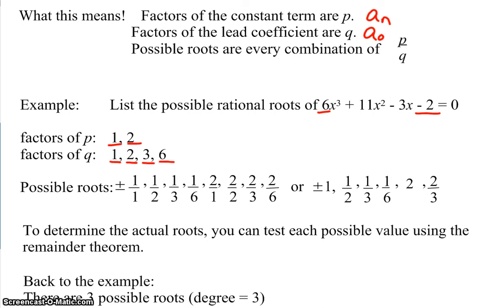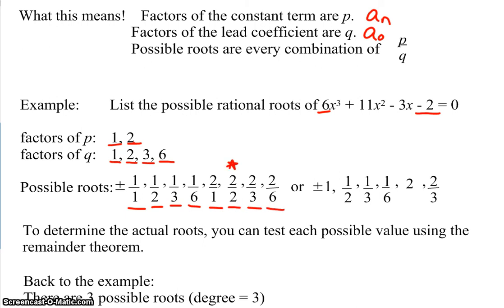At this point, because we don't know the signs, everything is possibly positive or negative, I did every possible combination with 1 as the numerator, and then every possible combination with 2 as the numerator. So I started with 1 over 1, 1 over 2, 1 over 3, 1 over 6. Then I started again with 2. 2 over 1, 2 over 2, 2 over 3, and 2 over 6.